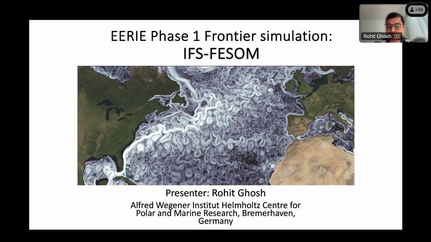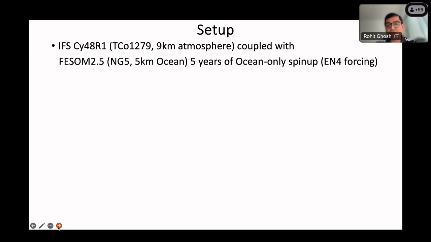First I wanted to start with showing you the ocean eddies over the eddy-rich region of the North Atlantic. You can see the eddies. What I would like to go to next is the model setup, to give everyone an overview. What we are running here at AWI is the IFS Cycle 48R1 at TC1279 resolution, which is a 9-kilometer atmosphere. It's coupled with the FESOM ocean model from AWI, which has a minimal resolution of 5 kilometers.